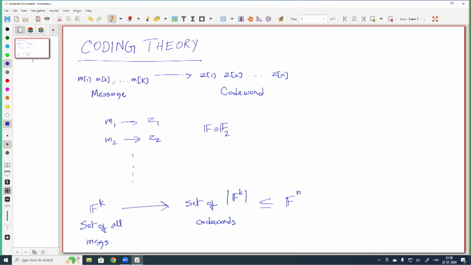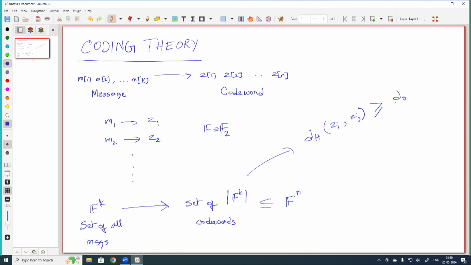So, what we would like about the space of all code words is that, let us say, the Hamming distance of any two code words, let me call them Z i and Z j, is at least some number, let me just fix some number, let me call it d naught. d naught is some constant.